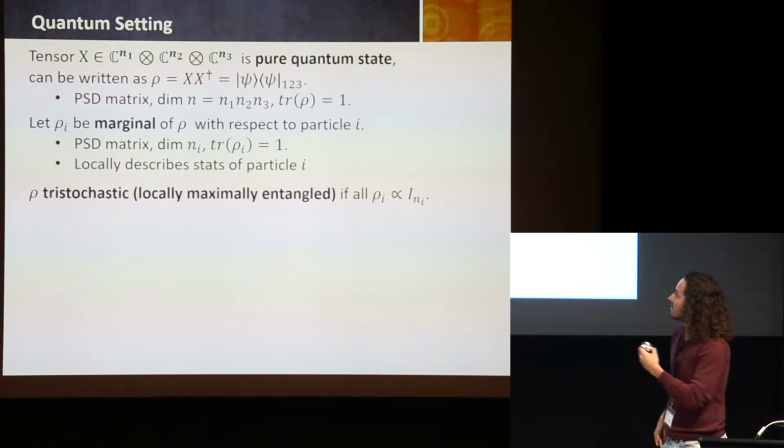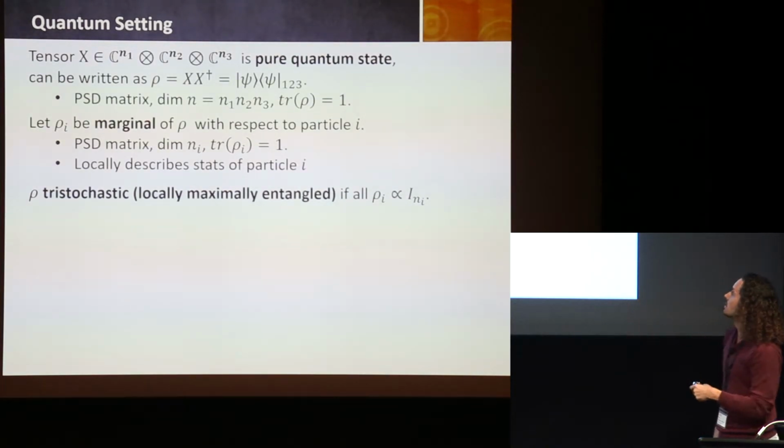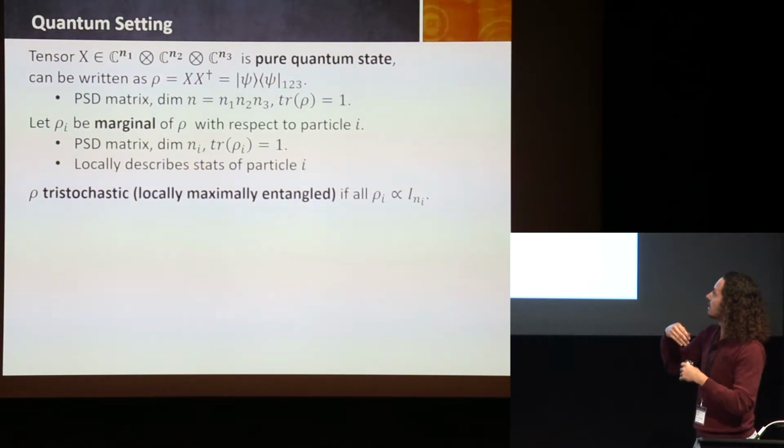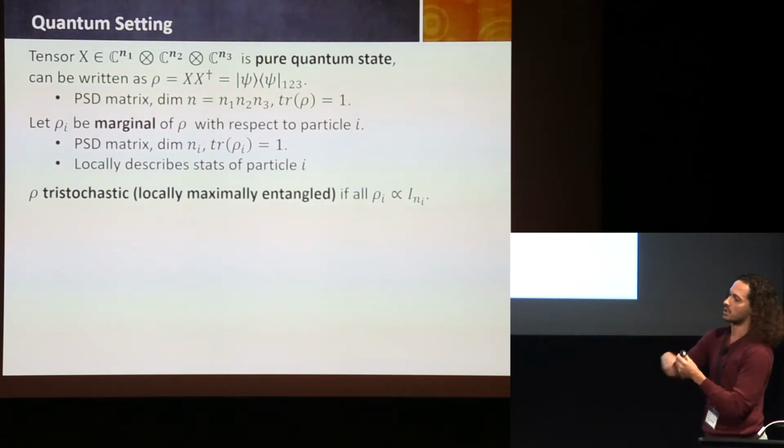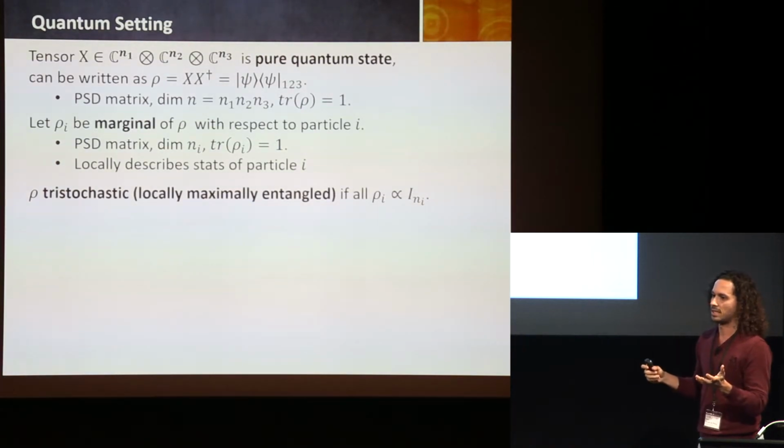It's essentially the same thing as the regular marginal for probability distributions. And we have this definition that rho is tristochastic, or for physicists, locally maximally entangled, if the local statistics of the particle i is essentially the maximally entangled state.